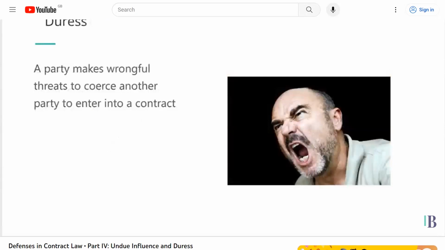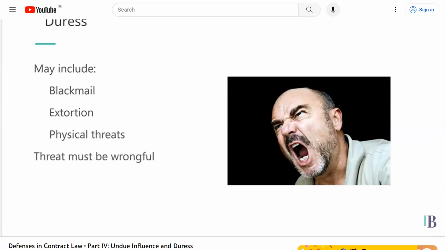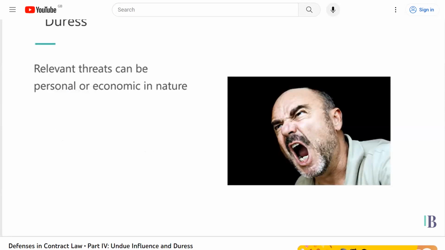Duress is similar to, but more direct and forceful than undue influence. It involves wrongful threats that are made to coerce someone into entering a contract. Again, there is a range of behaviors that may be relevant. They include blackmail, extortion, and physical threats. Duress is, however, present only if the threatened act is wrongful or illegal. Therefore, more subtle forms of pressure will not constitute duress. The threats can be personal, involving fear of one's life and health, or economic in nature, which involves financial concerns.